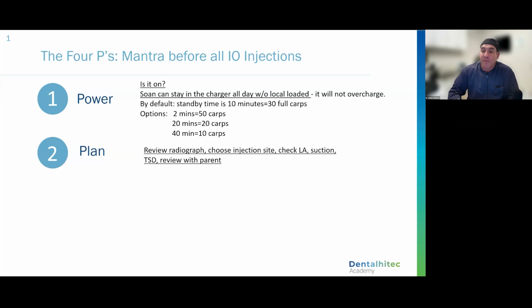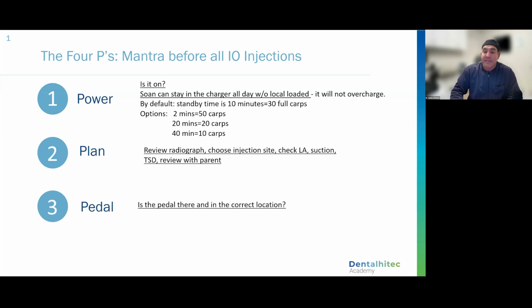Then number 2 is I'm going to review the radiograph. You need to look at a radiograph for every single one of these injections, looking at your site, if there's bone there, if there's not, if there's presence of infection, if there are teeth in the way, and then what I shall do with the patient, and then anything I need to talk with the parent.